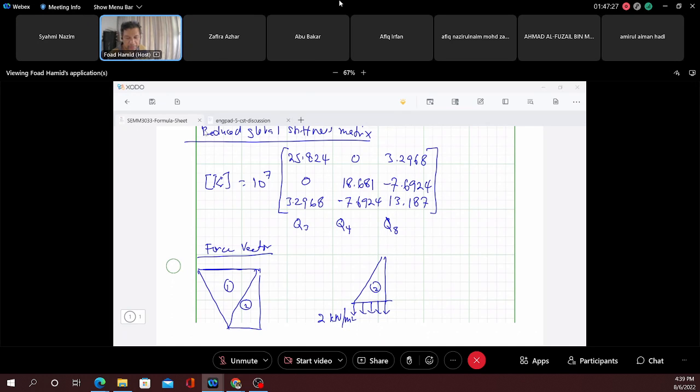Note that in the original structure, hopefully I can open the file. This is assignment. No, this is not an assignment. This is just a discussion.